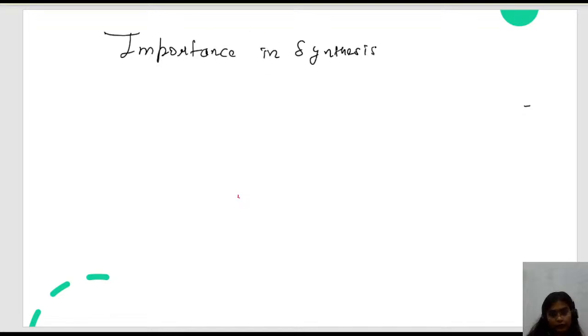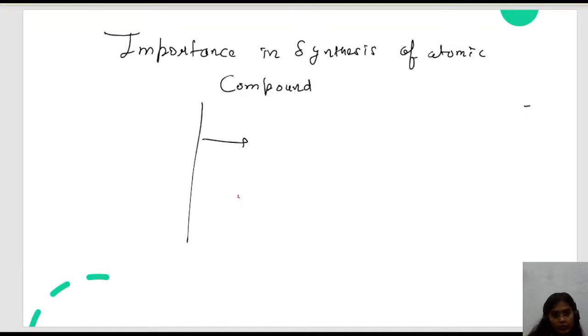So let's continue with importance in synthesis of aromatic compounds. Why are we using this, why can't we directly form iodobenzene, chlorobenzene, fluorobenzene? What is the actual use of this BDC? Okay, so the use number one, you can say, is a very good intermediate compound.